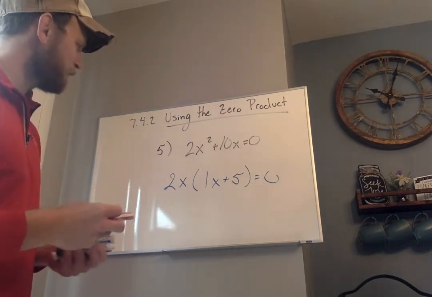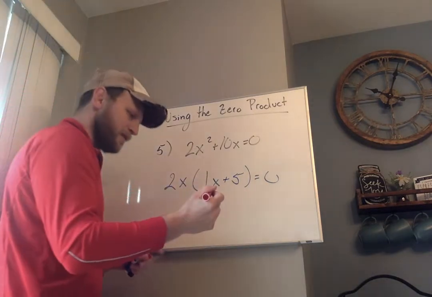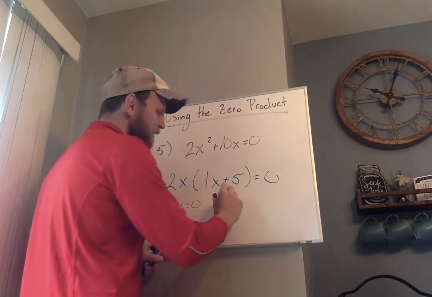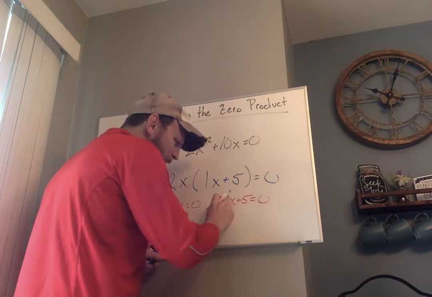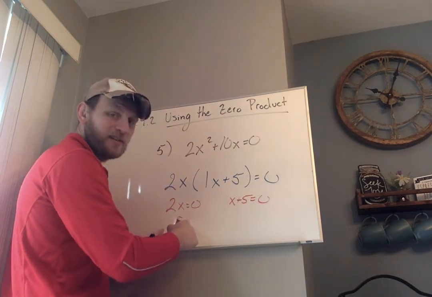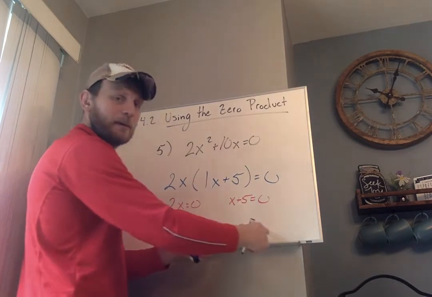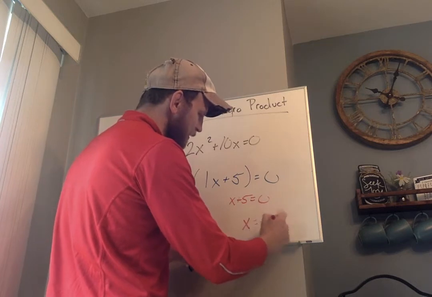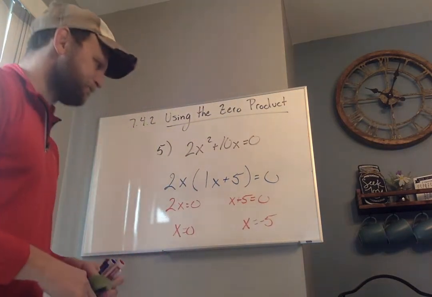And where do I go from here? Sid. Yes, I said 2x equal to 0, and I said 1x plus 5 equal to 0. Now, I don't need that 1, so we're good. Sid, what's x over here? Perfect. x is going to be 0. What about here? Nice. x is going to equal -5. Nicely done.